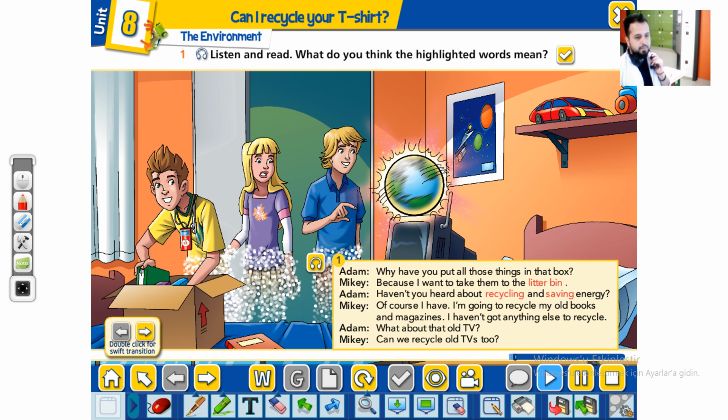Why have you put all those things in that box? Because I want to take them to the litter bin.